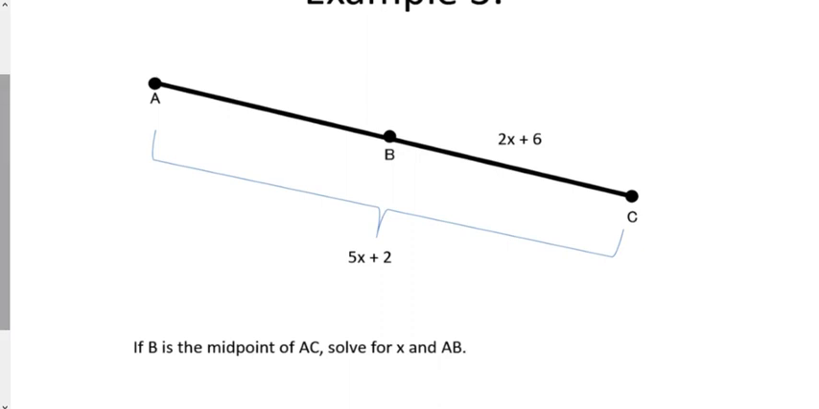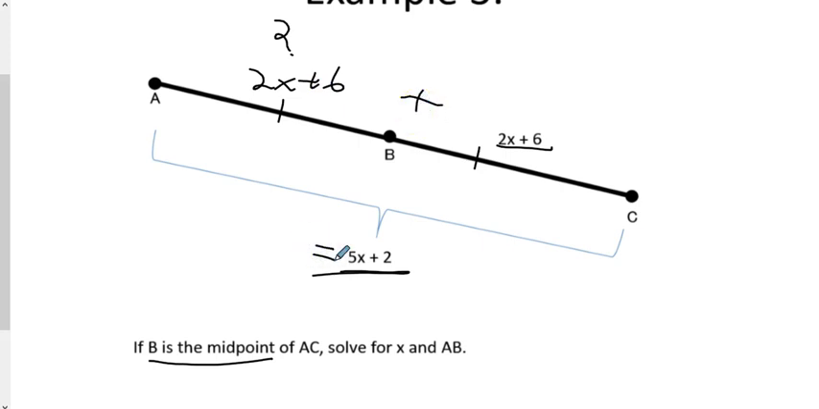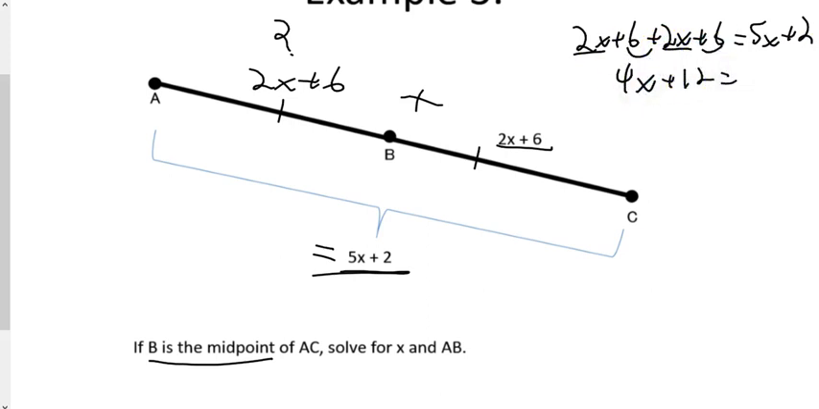All right. Now, this time, we are given an expression for the total. But we're not given anything here. But it says B is the midpoint, which means this piece equals this piece. Which means if this is 2x plus 6, so is this. So this plus this equals that. And that's one way to write it. We can write 2x plus 6 plus 2x plus 6 equals 5x plus 2. So that's 4x plus 12 equals 5x. And I don't know how to write a 5 evidently.